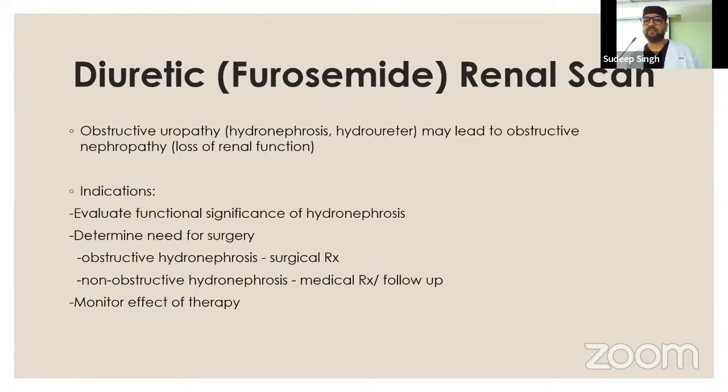Then furosemide or diuretic renal scan. Obstructive uropathy may lead to obstructive nephropathy. So the indications of diuretic renal scans are to evaluate the functional significance of the hydronephrosis and to determine the need for surgery. If there is obstructive hydronephrosis, it will require surgery. But if there is non-obstructive hydronephrosis, medical treatment or follow-up may be okay. Then we can use it to monitor the effect of therapy.